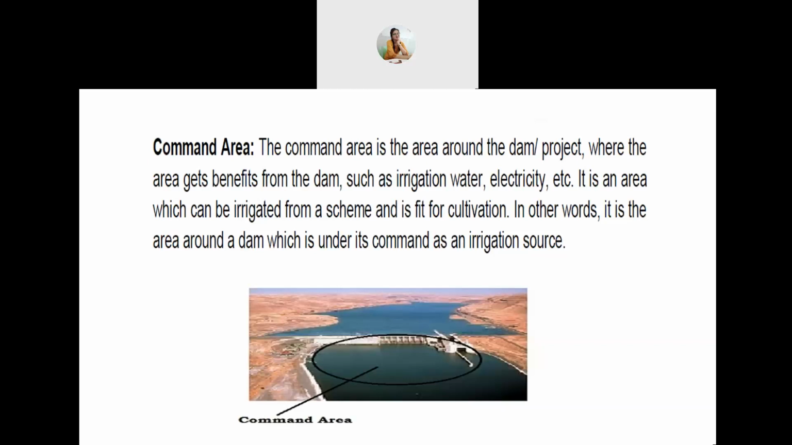Next is command area. So what is a command area? The command area is the area situated around a dam or a project, which gets benefits from the dam. What benefits will it get? Such as irrigation, water, electricity, etc. This is an area which can be irrigated from a scheme and it is fit for cultivation. In other words, it is the area around the dam which is under its command as an irrigation source. So here I have shown a dam with a command area. You can see the figure, I have circled it. You can see it.